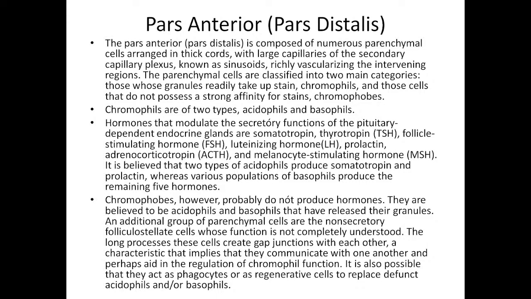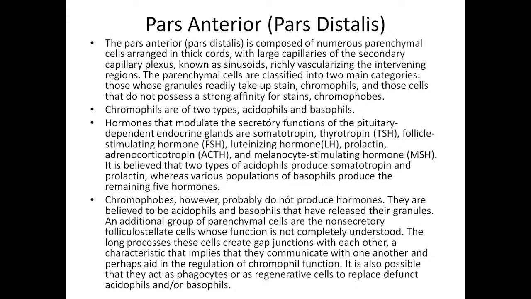chromophobes. Chromophils are of two types, acidophils and basophils. Hormones that modulate the secretory function of the pituitary-dependent endocrine glands are somatotropin, thyrotropin, follicle-stimulating hormone, luteinizing hormone, prolactin, adrenocorticotropin, and melanocyte-stimulating hormone. It's believed that two types of acidophils produce somatotropin and prolactin, whereas various populations of basophils produce the remaining 5 hormones.